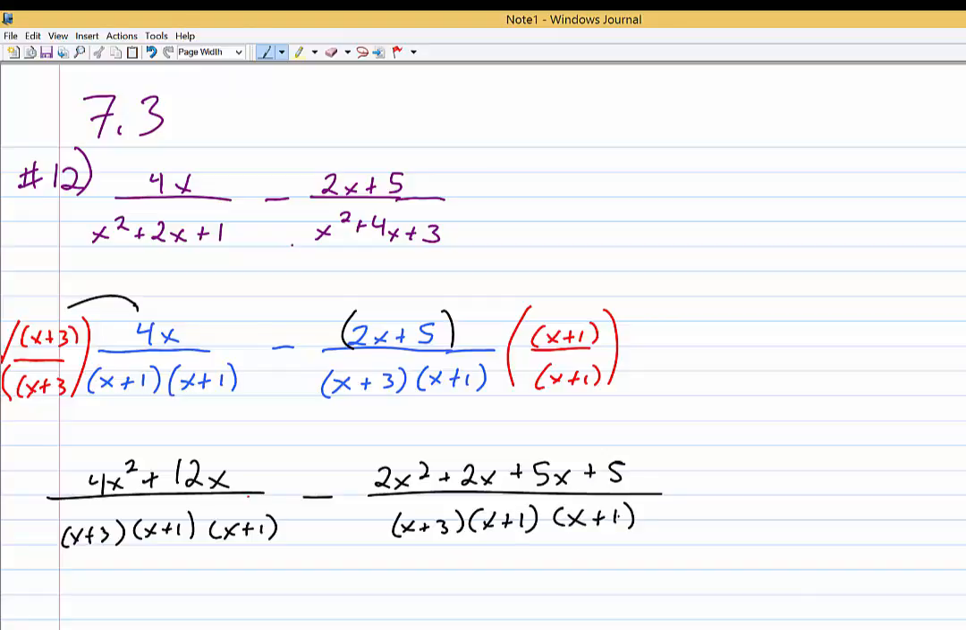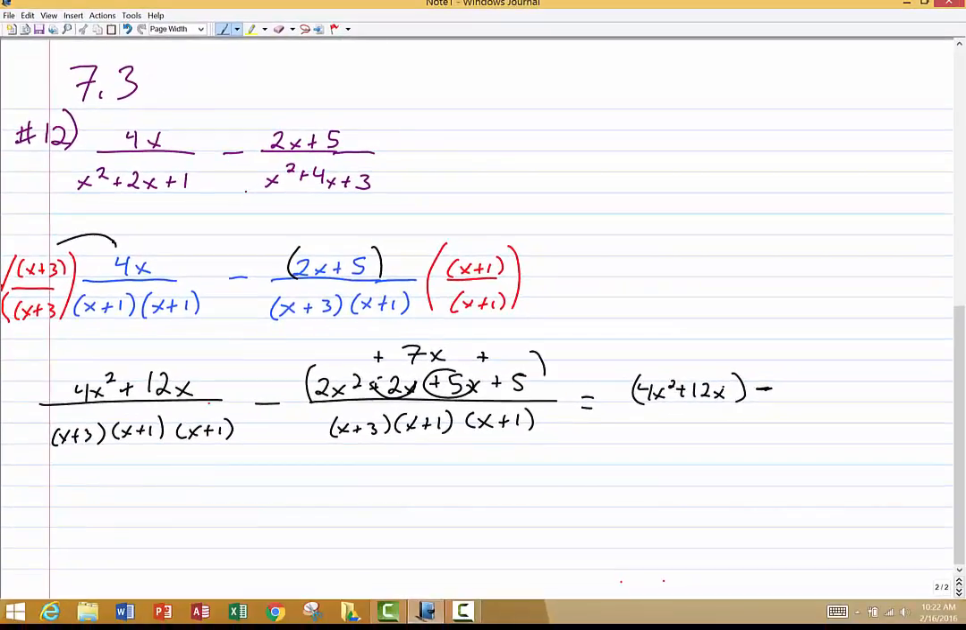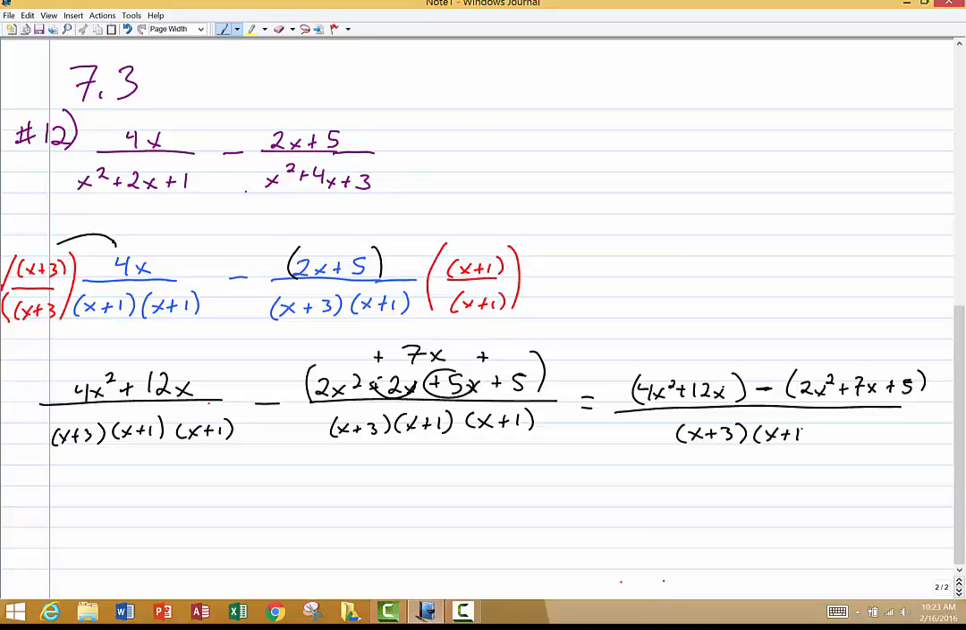Now that I have a common denominator, I can combine the two fractions. Before I do that, I'll simplify. I see a 2x and a 5x, which gives me 7x, so I can combine those two terms right away. Now I'm going to subtract. I have the quantity 4x squared plus 12x, minus the entire quantity, 2x squared plus 7x plus 5. The entire quantity has to be subtracted, all over the common denominator of (x plus 3)(x plus 1)(x plus 1).